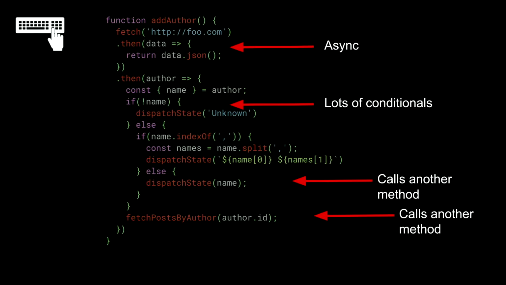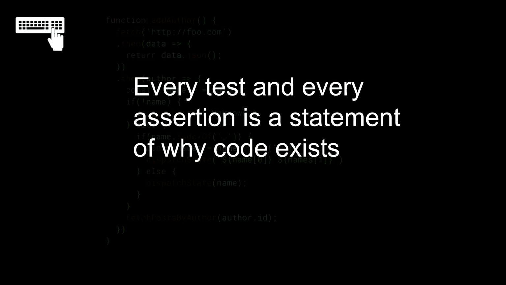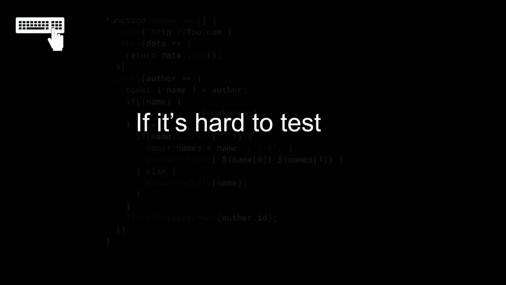It's kind of like a canary in the mine shaft, because if you start testing and things are hard, then that's a clue that it needs to get better. And every test and every assertion you write is a statement for why code exists. So if you can't write a test for it, it probably shouldn't be in the code base, because you're saying this has to be in there to solve a very specific problem.